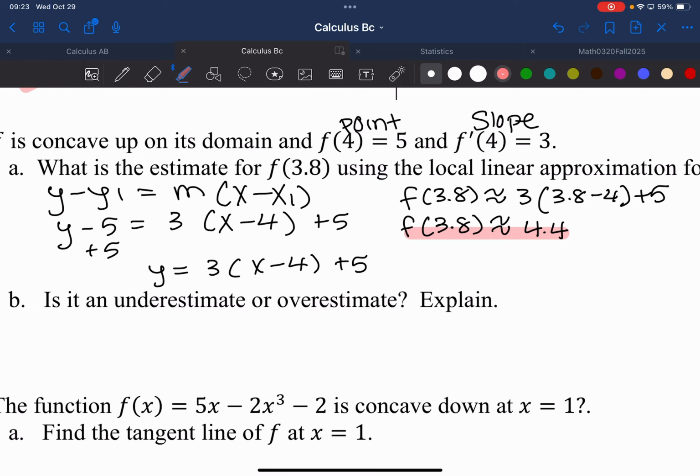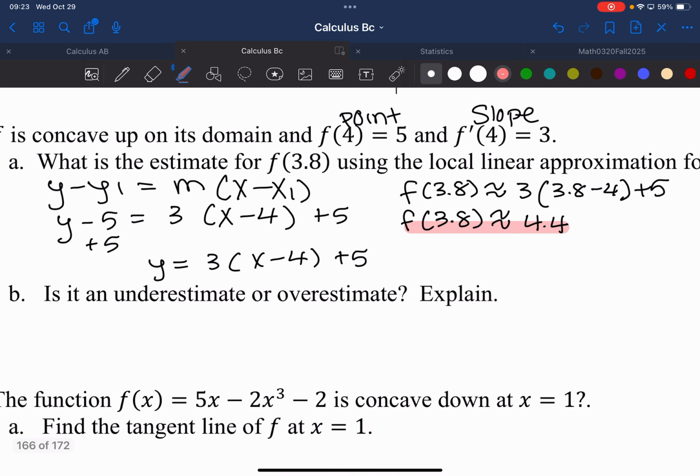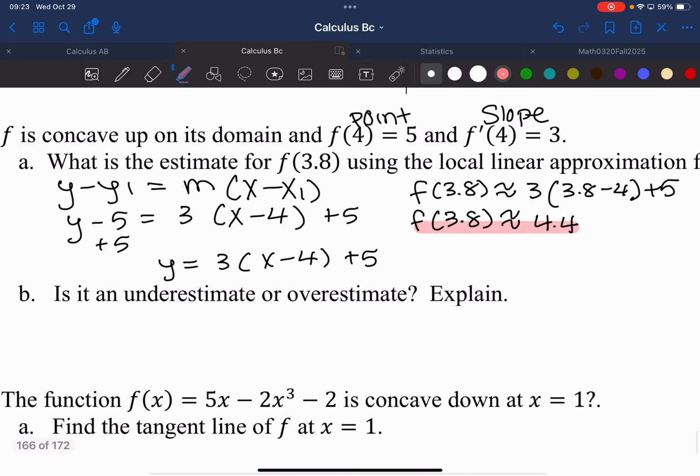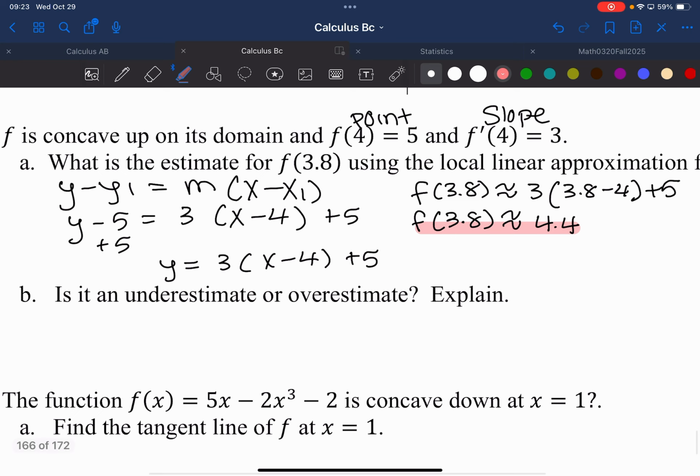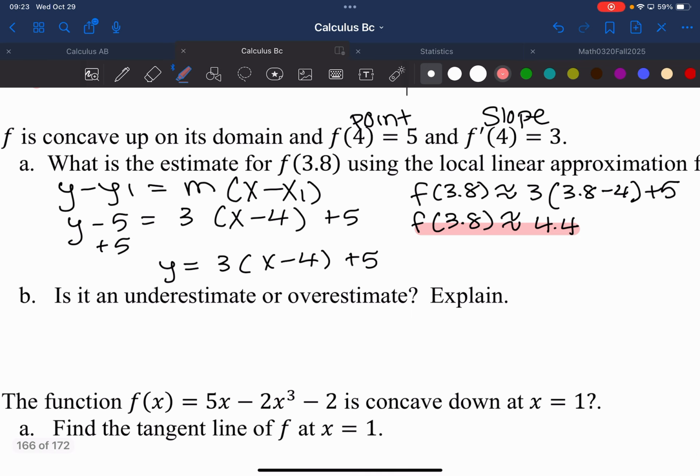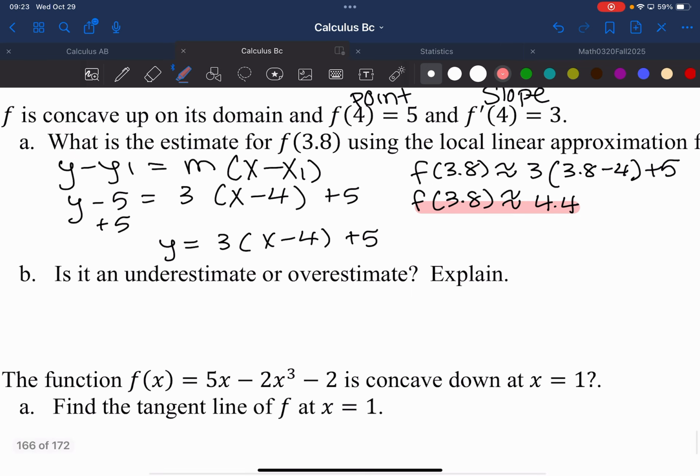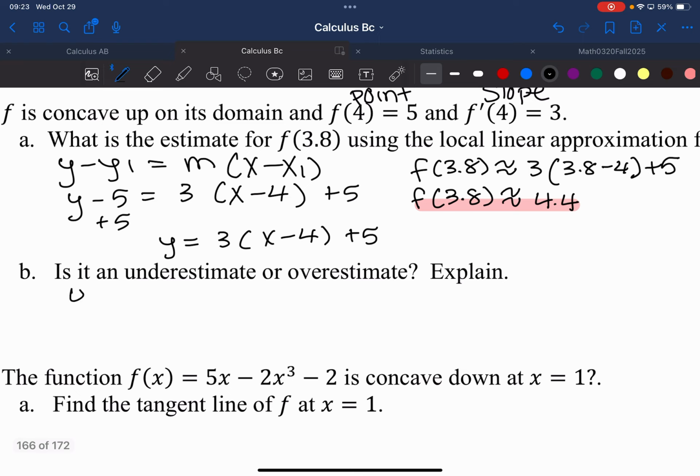Is this an underestimate or an overestimate? Any ideas? Underestimate, and what would be your reasoning? But do we know the actual value of that point? Because it's concave up. Good. So we would say this is an underestimate.